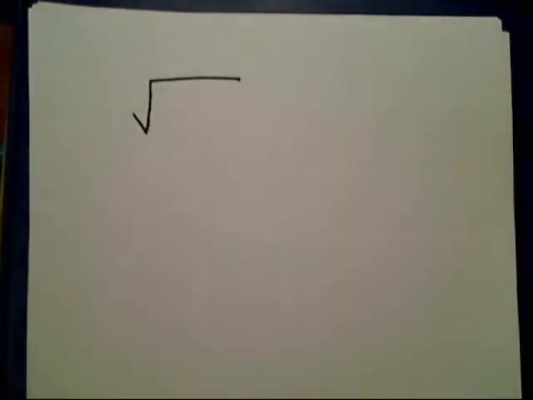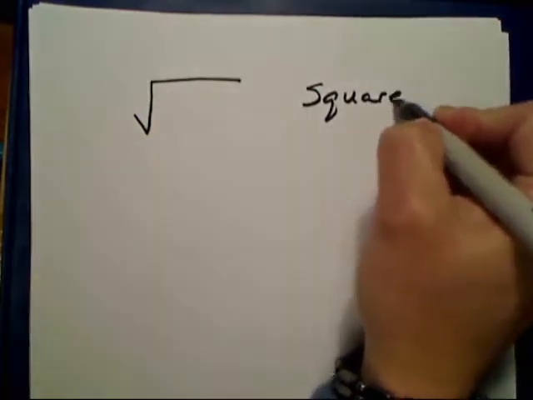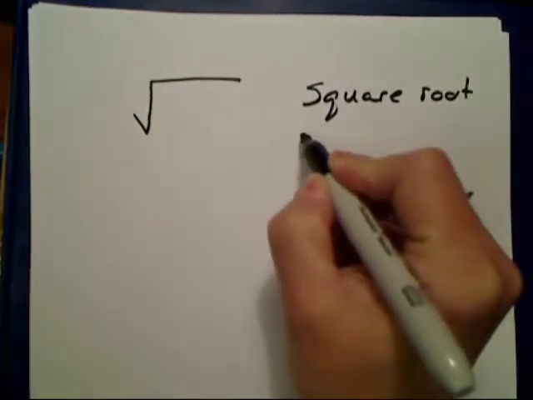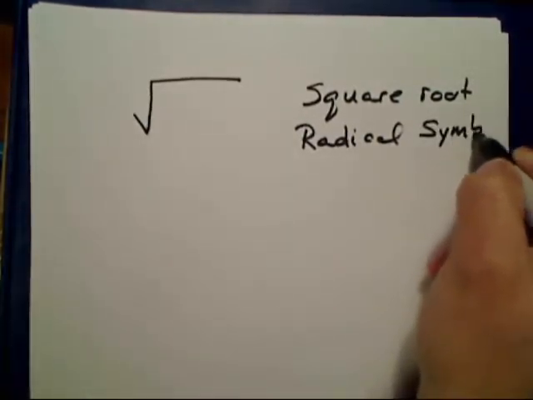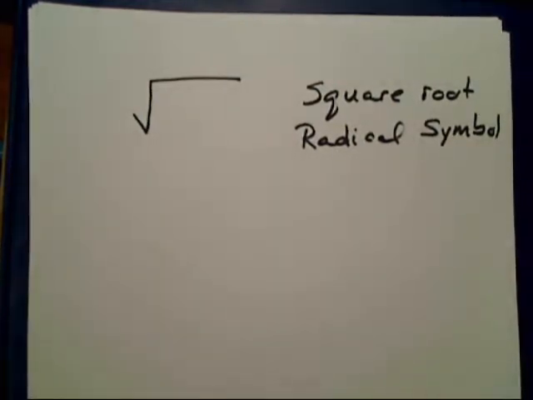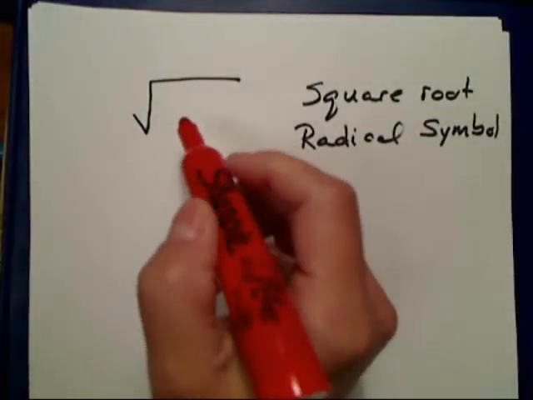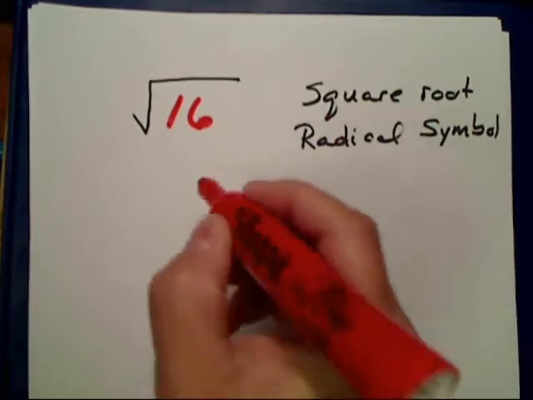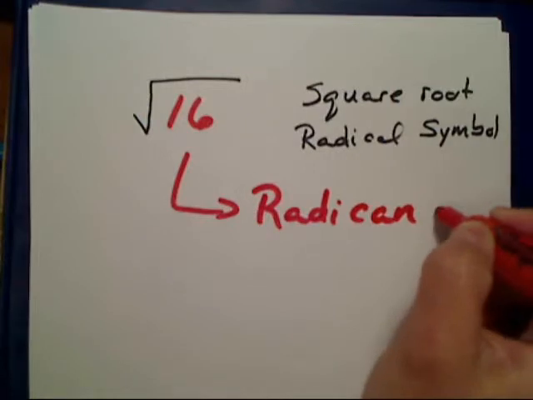This is a radical sign, also known as a square root. Or the radical symbol, or the square root sign. It's going to be used to cancel out squares. Thus it's called a square root. Now a radical doesn't exist by itself. You have to have a number underneath here. The number underneath is called the radicand.